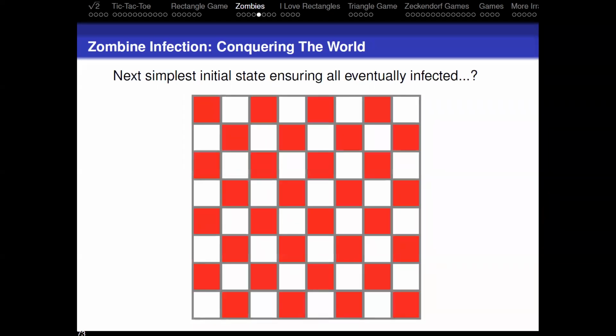Now the next thing is, as you said, we could do the checkerboard. And it's 50% better. You only need half as many cells. Initially, we infected everybody. That was n squared cells. Now we infect half of the board. That's 1/2 n squared. It's much less. It's 50%, but it's still infecting on the order of n squared. Can you do better? Can you give me a smaller number of cells that will guarantee that everybody becomes infected eventually?